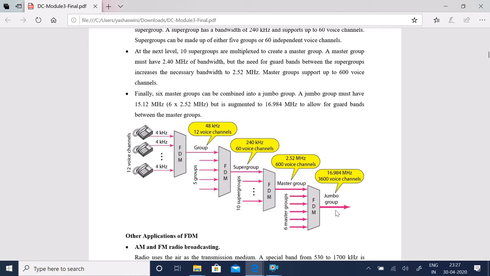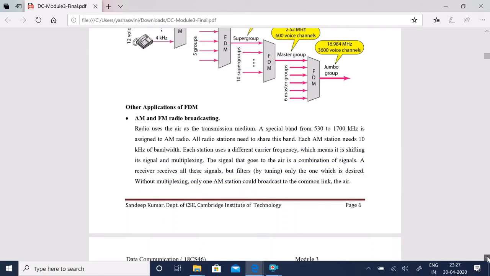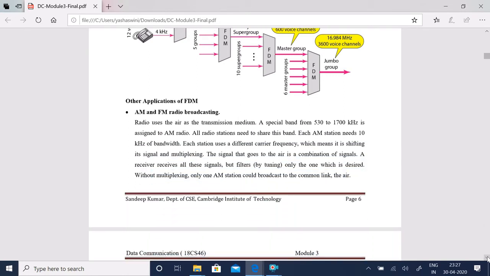So finally your jumbo group can consist of 3600 voice channels parallelly without any interference. So we'll see one more application of frequency division multiplexing. It is used in AM and FM radio broadcasting.